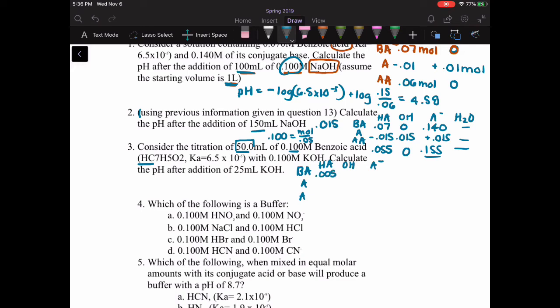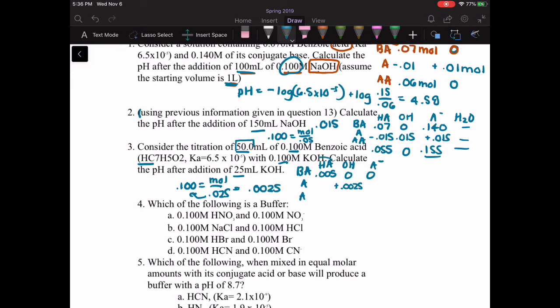Don't be scared by small numbers. It's okay. I have 0 here, and I have 0 here. So I add 25 milliliters of 0.1 molarity KOH. You have to do the same thing: 0.1 equals moles over 0.025. Multiply that over, and you get 0.0025. So I add 0.0025.